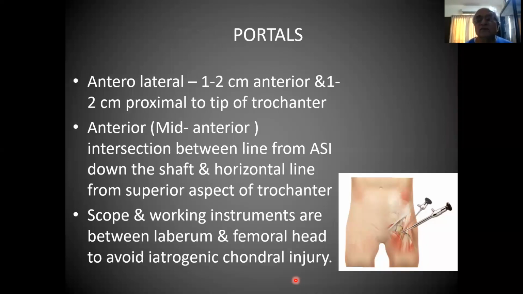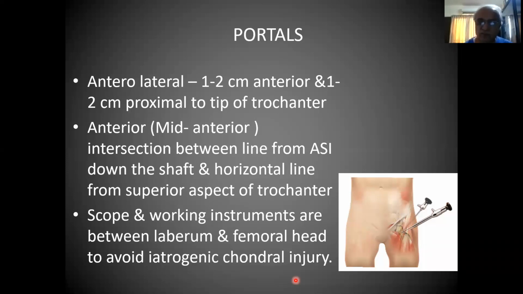So the portals are anterior lateral, 1 to 2 centimeters anterior and 1 to 3 centimeters proximal to the tip of the trochanter. You may not remember all this. Of the portals, usually the anterior portal is the most common, and second is the mid anterior.